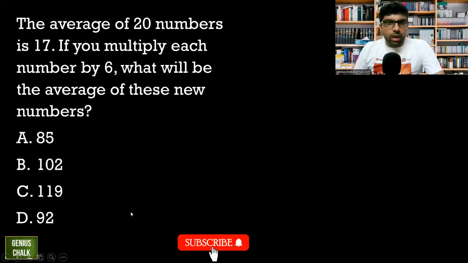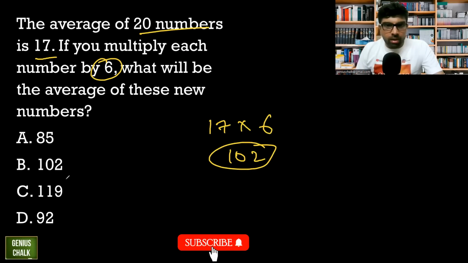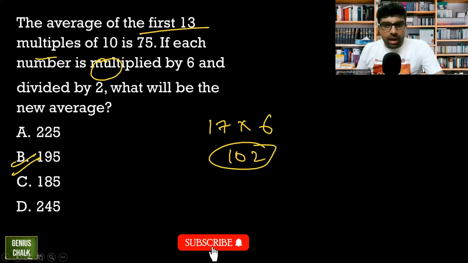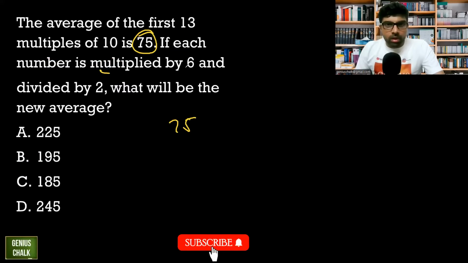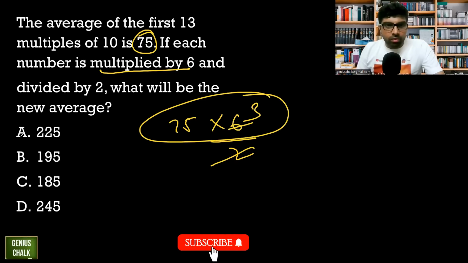Average of 20 numbers is 17. If you multiply each number by 6, so we have done it. 20 numbers is 17, multiplying each number by 6. So the average will also get multiplied by 6. That is option B. Average of first 13 multiples of 10 is 75. Each number is multiplied by 6 and divided by 2. That means the average is multiplied by 3. 75 3s are 225. This is my answer. So multiply and then divide.